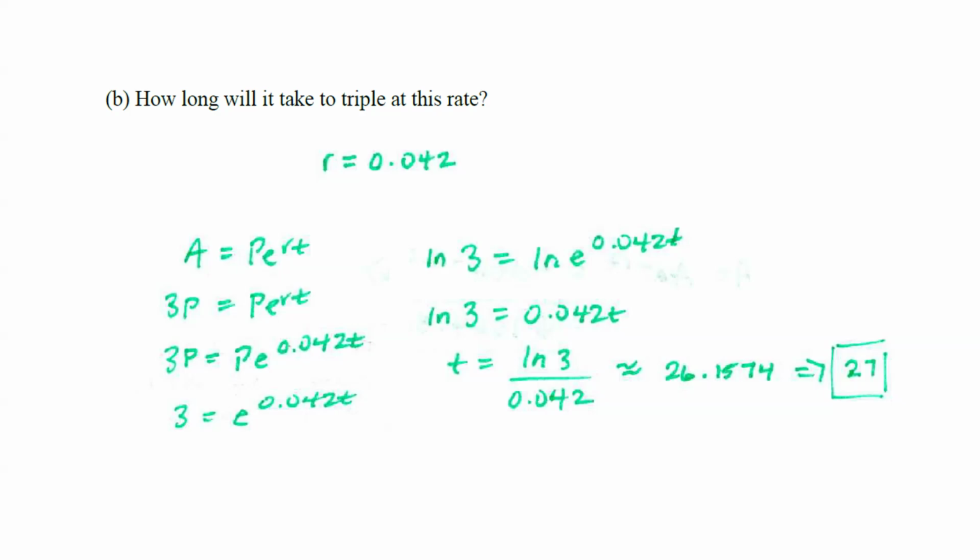An interesting observation between parts A and B is that it takes about 17 years to double and 27 years to triple. So going from doubling to tripling takes about 10 more years. So growth slows down as the base gets larger. Interesting.